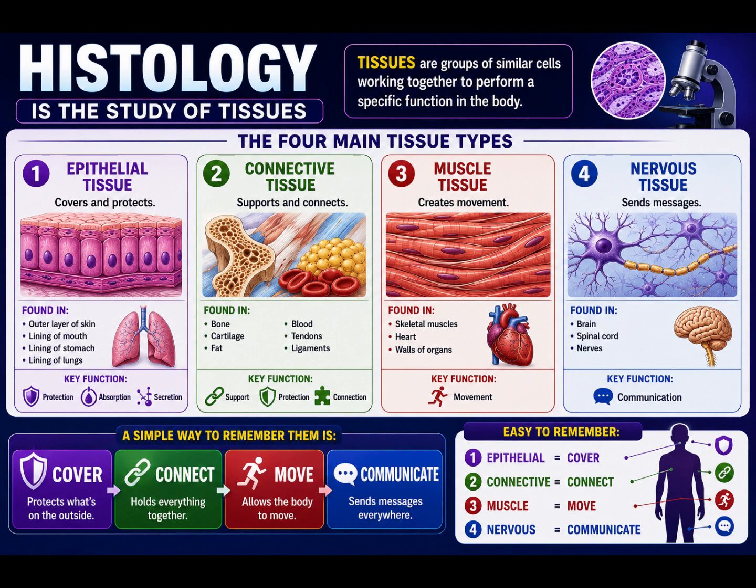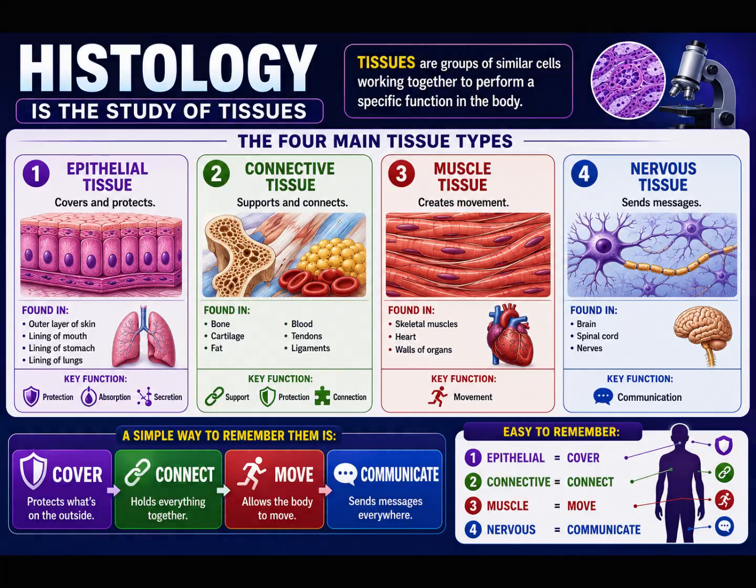A simple way to remember them is cover, connect, move and communicate. Epithelial equals cover. Connective equals connect. Muscle equals move. Nervous equals communicate. And that's anatomy basics made easy. Understanding cells and tissues is the first step toward understanding how the human body works.